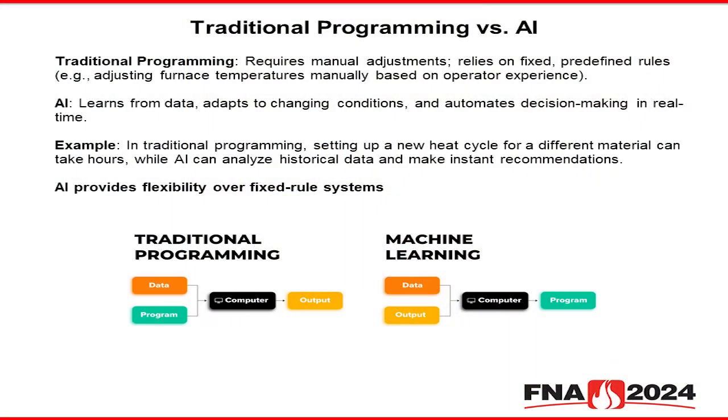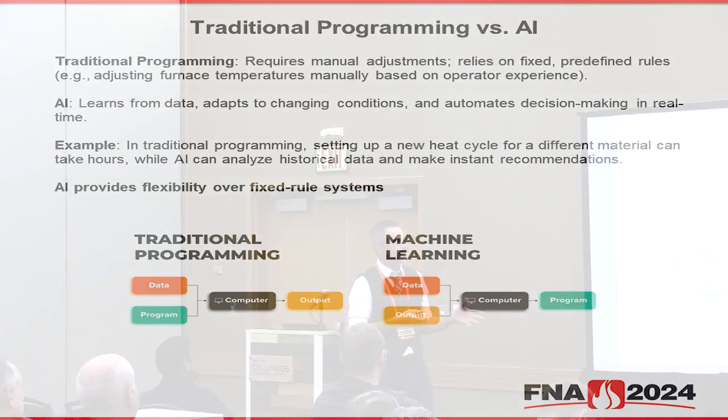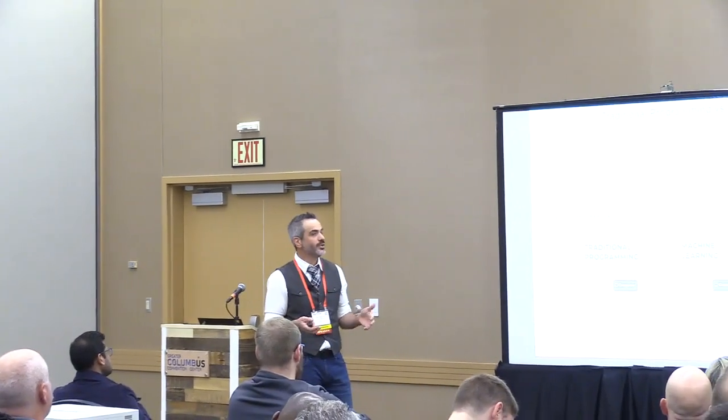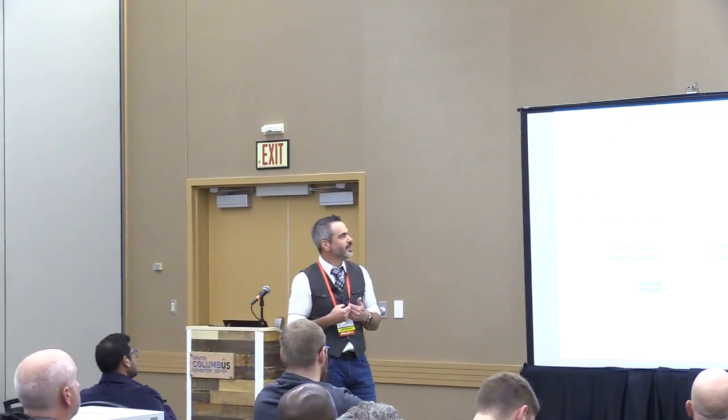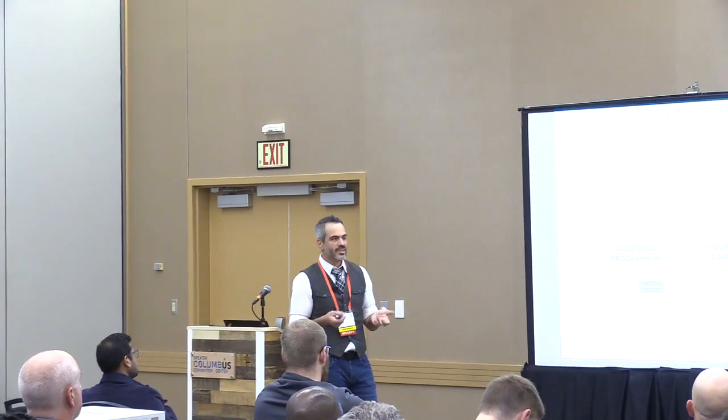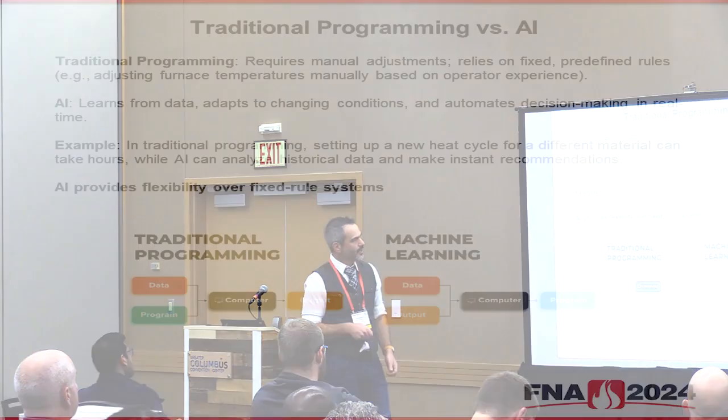AI is a completely different approach. You just give it a bunch of information with a particular outcome, and it will actually learn and adjust automatically without you having to dial it up. For example, in a traditional programming setup, you might have a new heat cycle with different material, and it could take time to adjust that, but AI can automatically look at the previous history and make those recommendations for you if it had all that data already in there. So it gives you more flexibility, and it speeds up the process and accuracy as opposed to something more traditional.